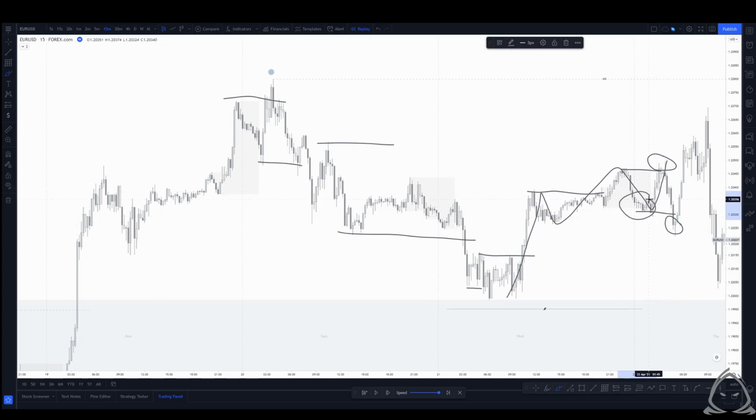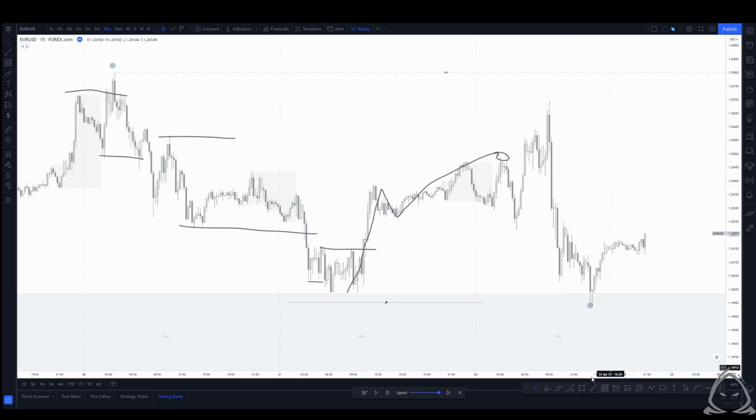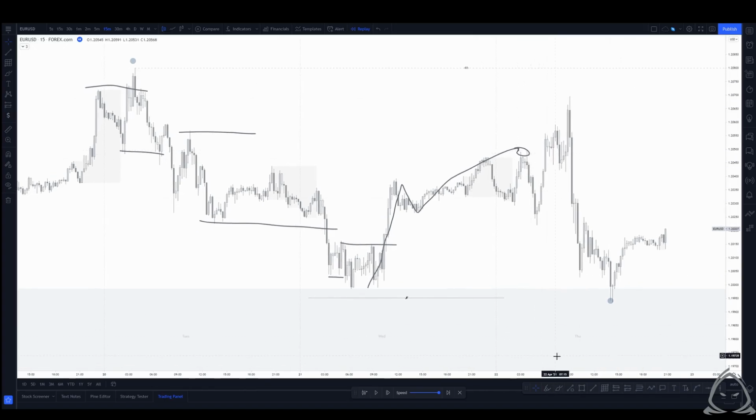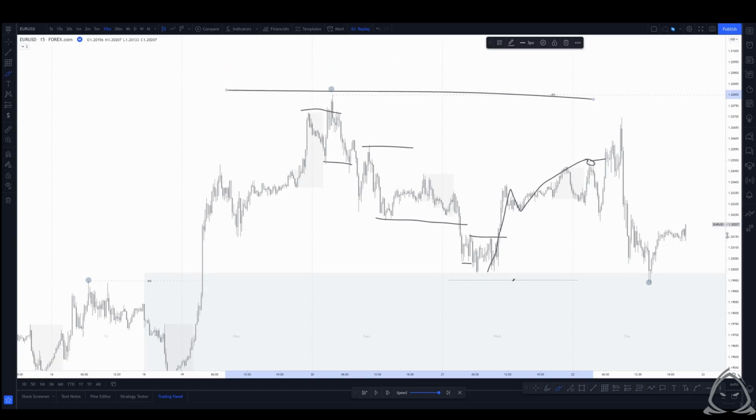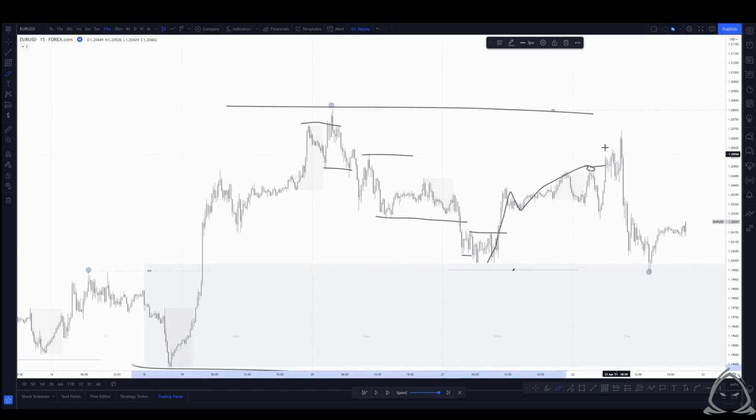So what we know is this pullback was not true. And what we can actually see is when we're looking at our structure, this was the high that we would use. And we can see as this low just gets run, but it doesn't break and close below. Not that it's a big deal, because as we can see, we break the high. We're still making more minor structure because, again, we're still caught in the overall larger swing range. And what we can see is price then creates this point.